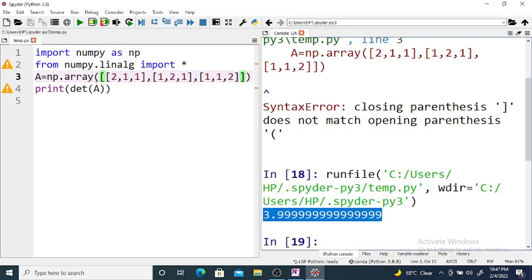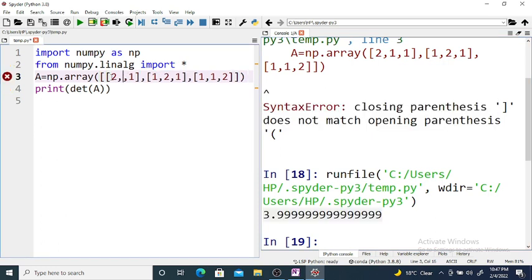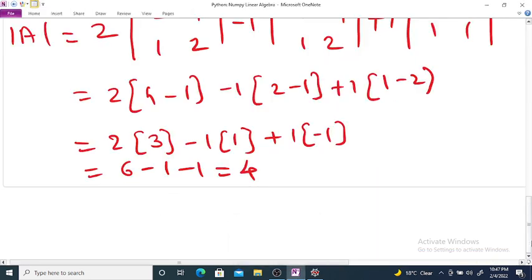Now if we write here a different matrix, say 2 2 and 2 2 and 1 1, the value of the determinant of this matrix is equal to 0. It is a singular matrix. If you try to evaluate it, the value is 0. So you can evaluate the determinant of a matrix.